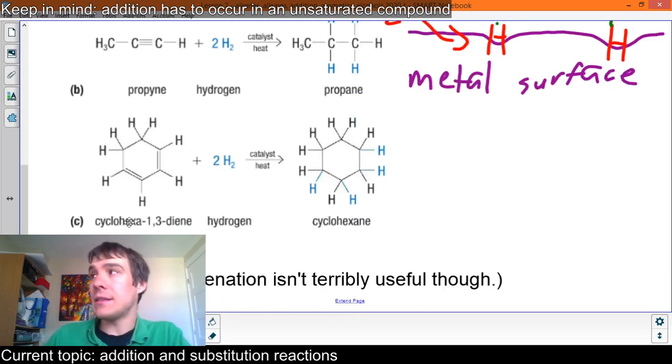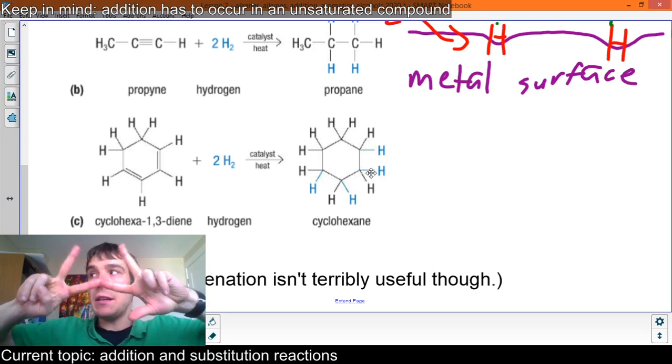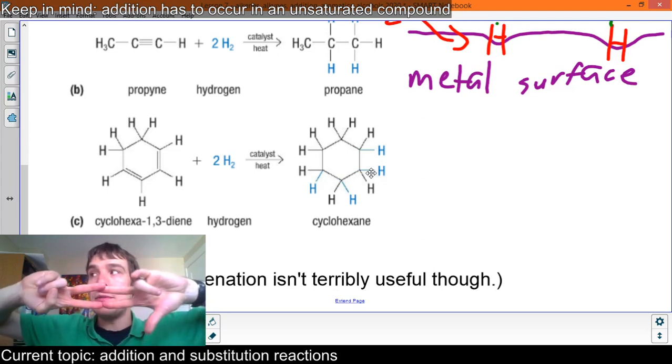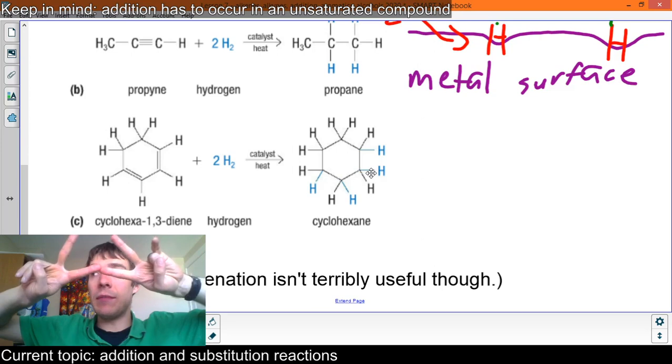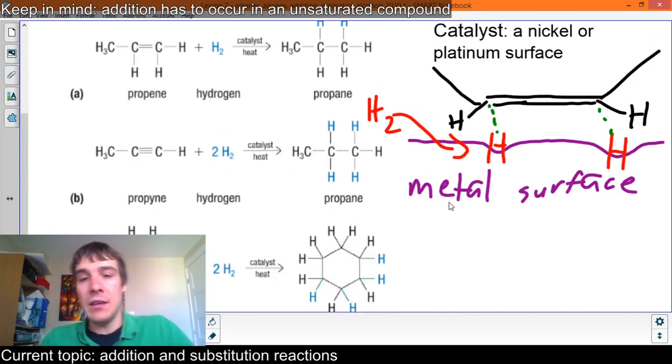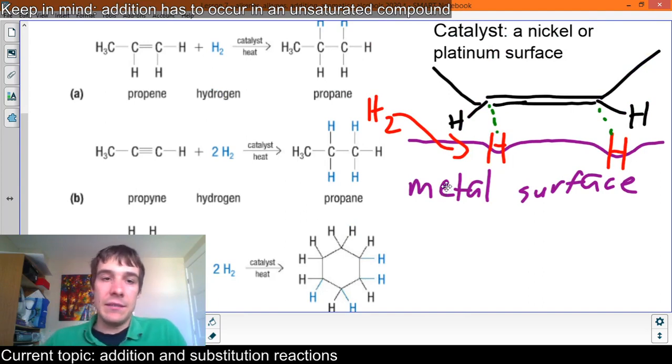If you have something like cyclohexa-1,3-diene, you can do the same thing, and then you're just adding hydrogens across all of the double bonds. You can think of it as breaking up the second part of the double bond, and now you've got two open spots for the two hydrogens that you're adding across the double bond. Each double bond is between two carbons, and you're adding hydrogens across those two carbons. It's not a super useful thing, but it is used in stuff like making margarine out of vegetable oil.